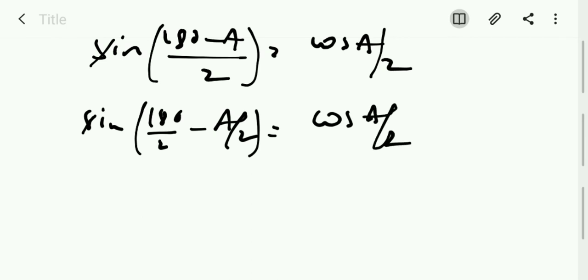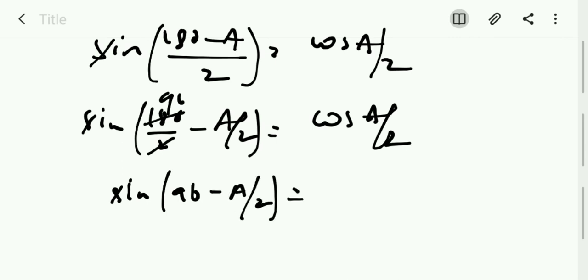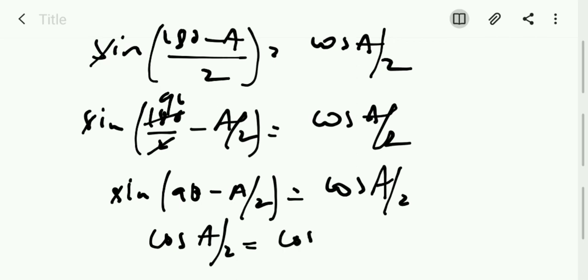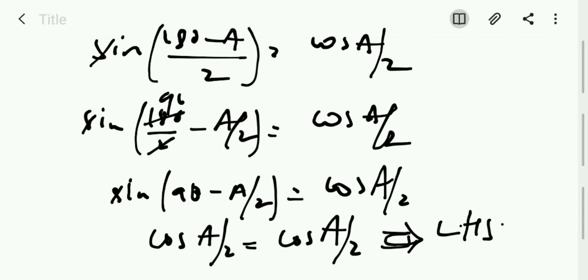Simple. Look at this step by step. Now this is 90 degrees. Correct. So sine (90 minus A by 2), and this is as usual cos A by 2. Now what is sine (90 minus theta), guys? Please remember, it is nothing but cos theta. So cos A by 2 is equal to cos A by 2. Hence proved, LHS equals RHS. Look, we have proved the sum. We have shown that sine of (B plus C) by 2 is equal to cos A by 2.